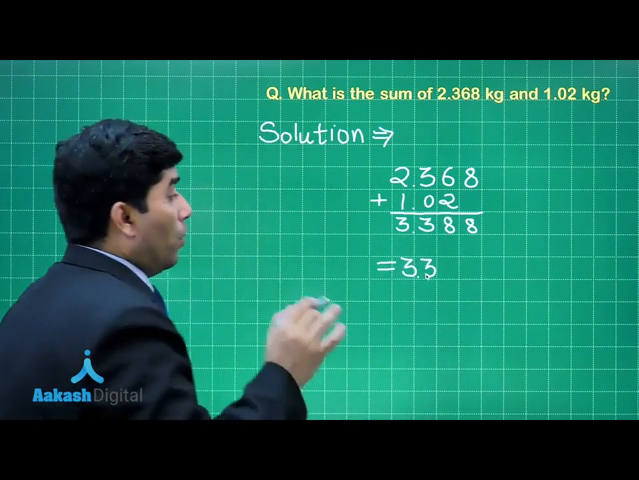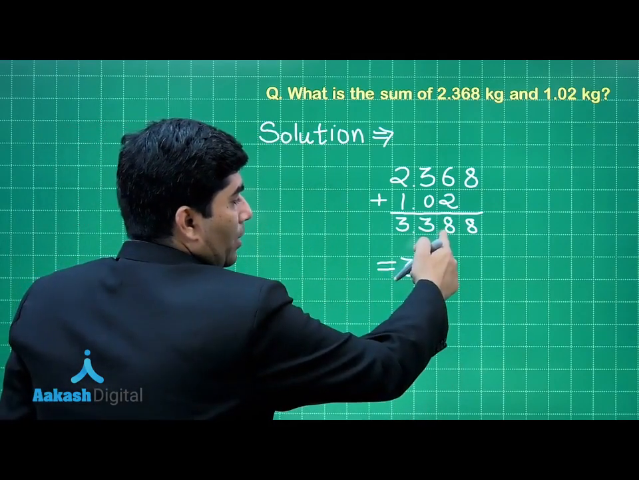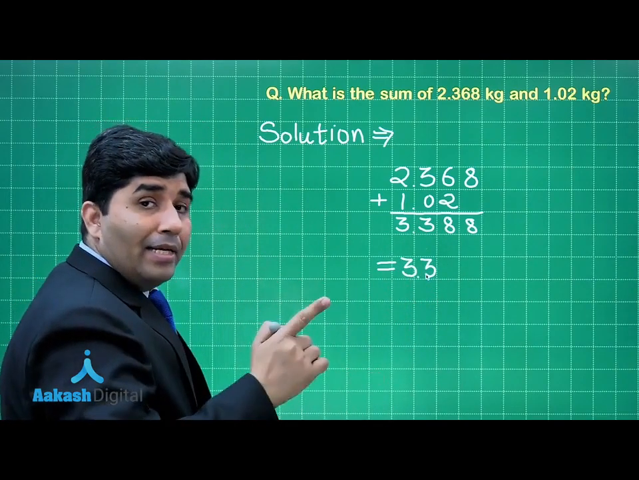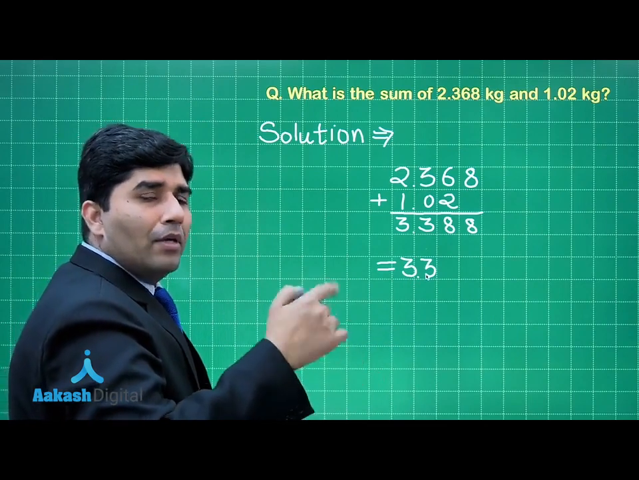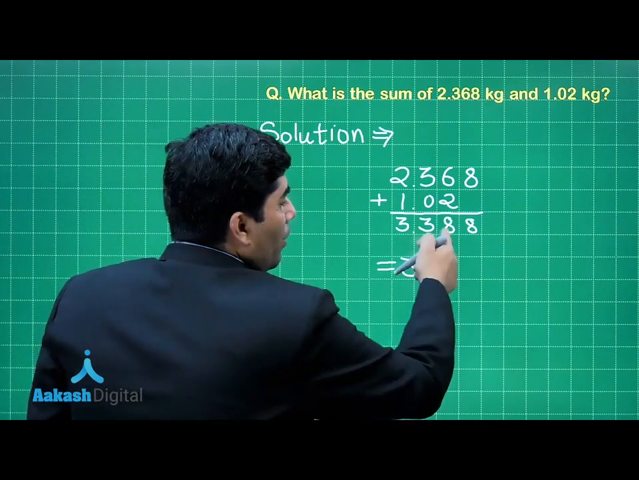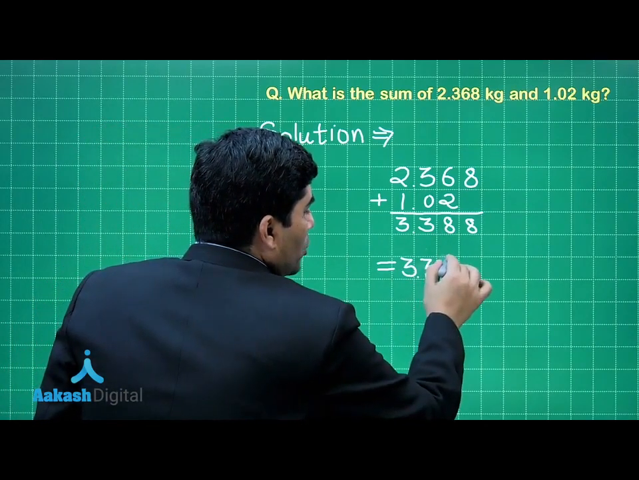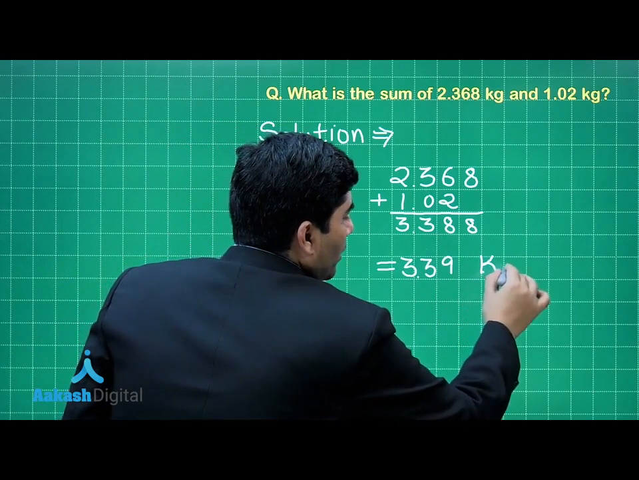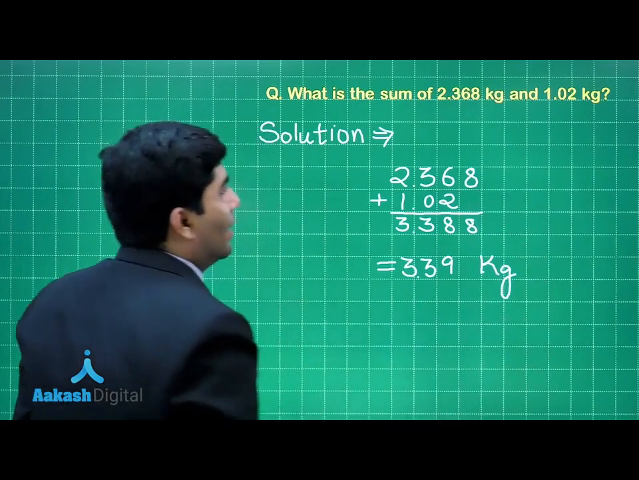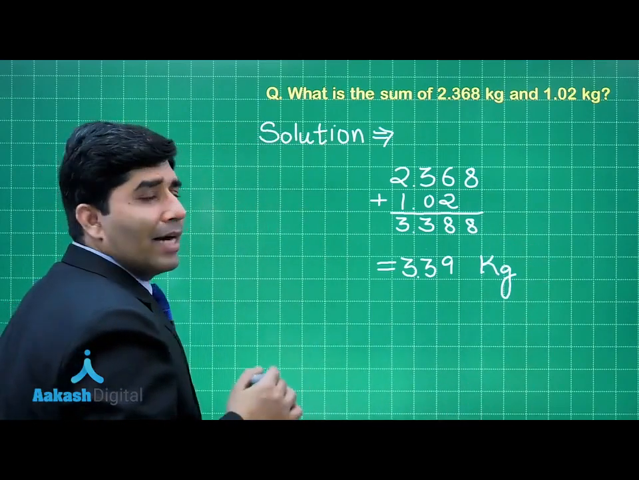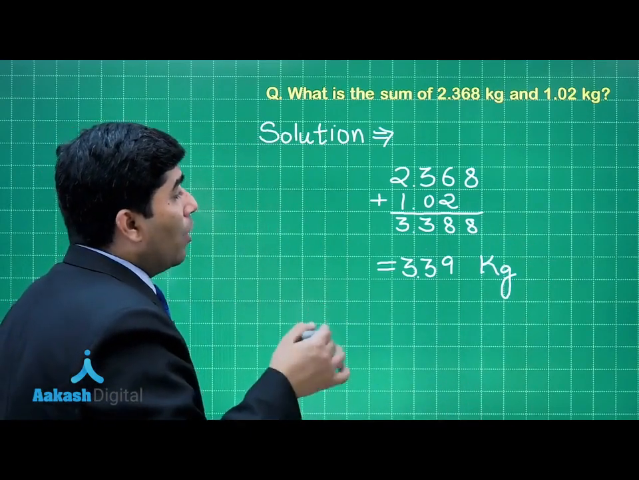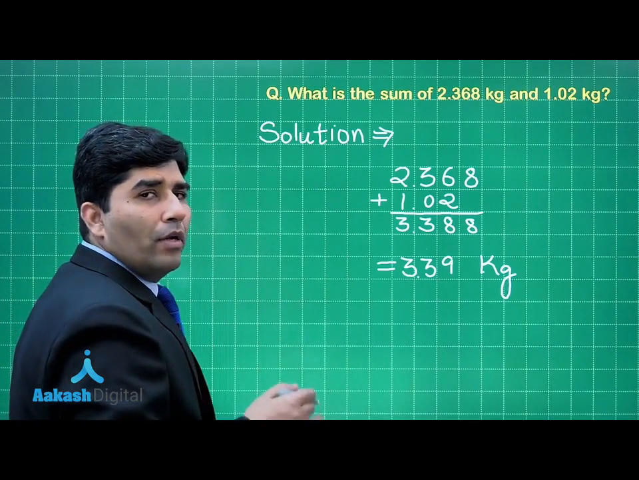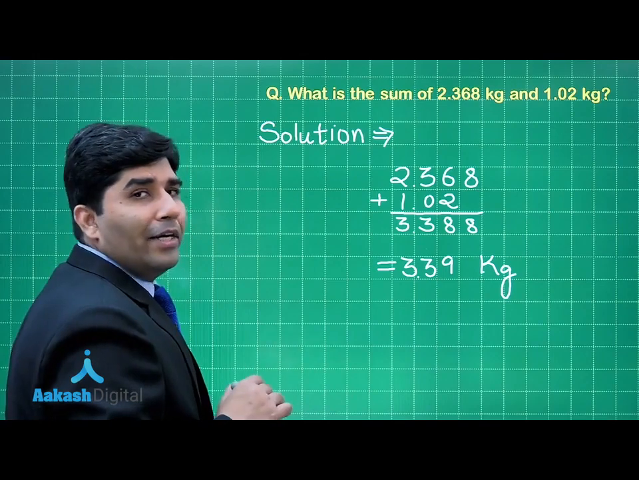So when we round off, we will get 3.3, and the next digit is 8, and 8 is greater than 5. That's why 1 will be added here. So our final answer will be 3.39 kg. That's how we will solve these kinds of problems. We will add or subtract in this manner. Let's see what the rule is for multiplication and division.